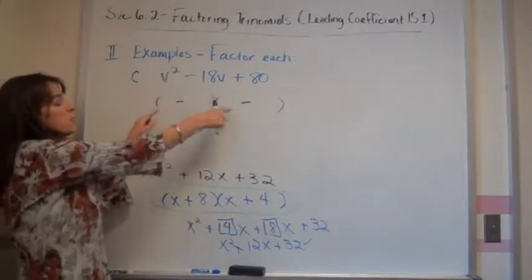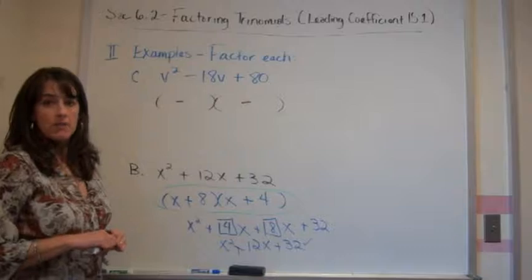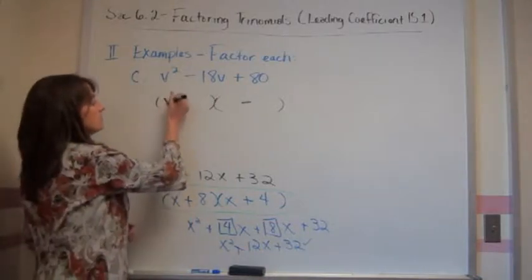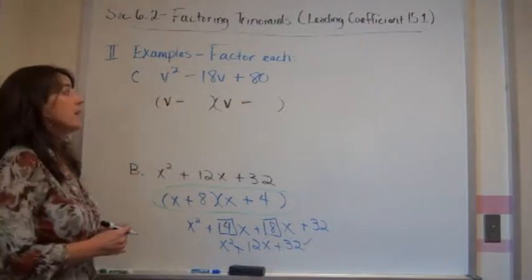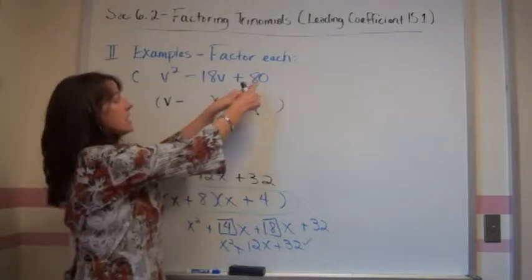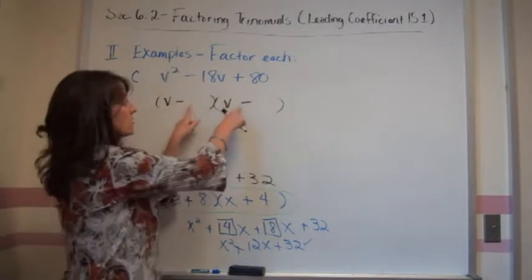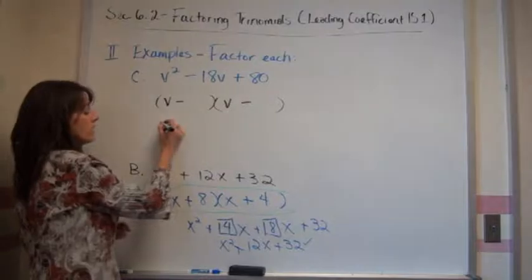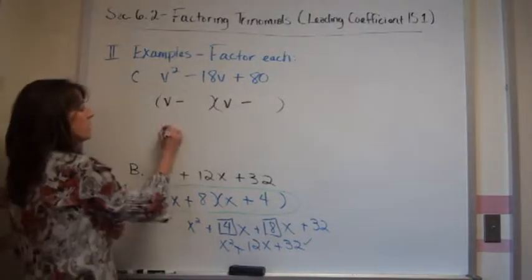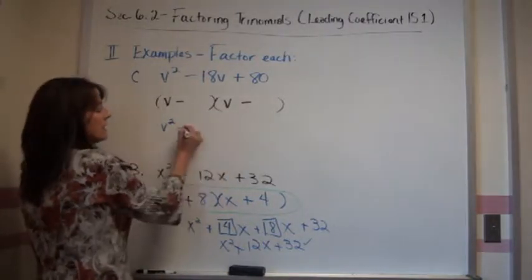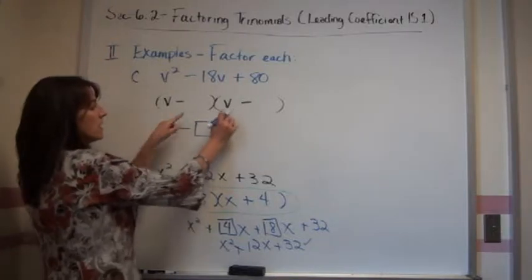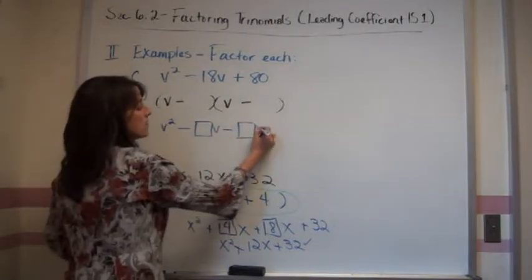So I'm going to split this up into the first slots. What would I multiply together to get a v squared? That's a v and a v. And now again, two numbers that are multiplied for 80, and once again, because those signs are the same here, when I FOIL it, I'll get a v squared. Out here, I'll get a negative something v. In here, I'll get a negative something v.